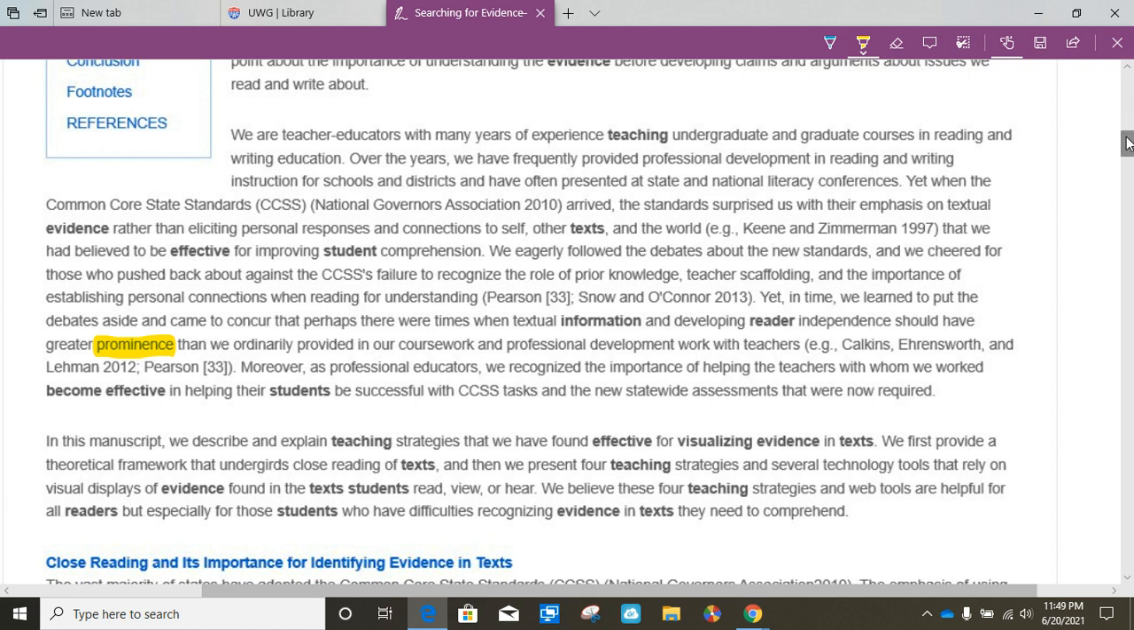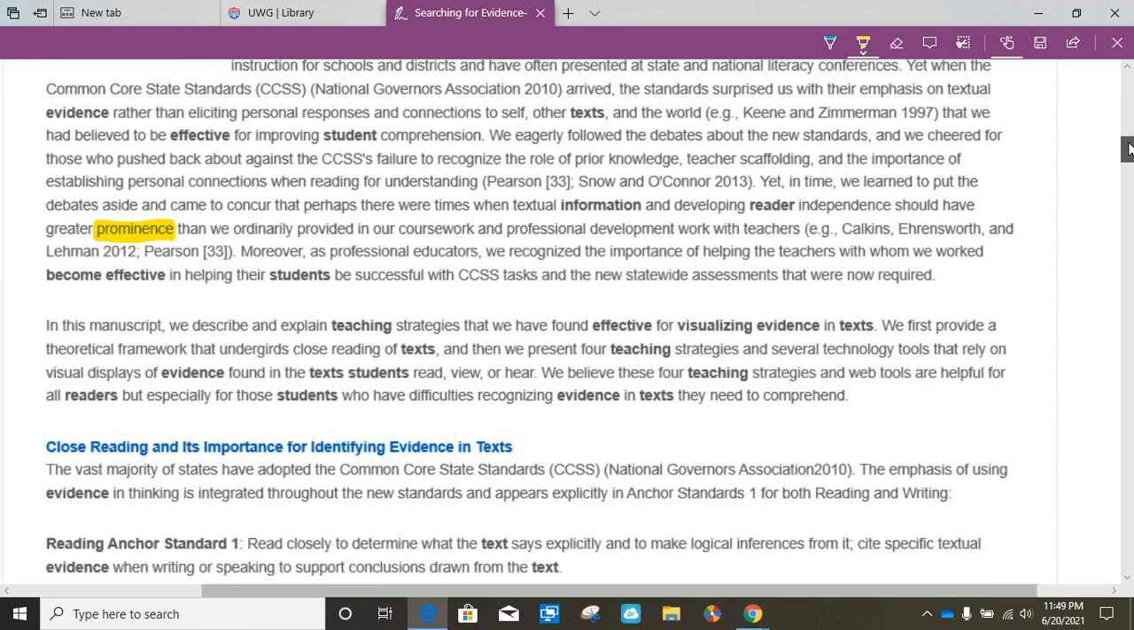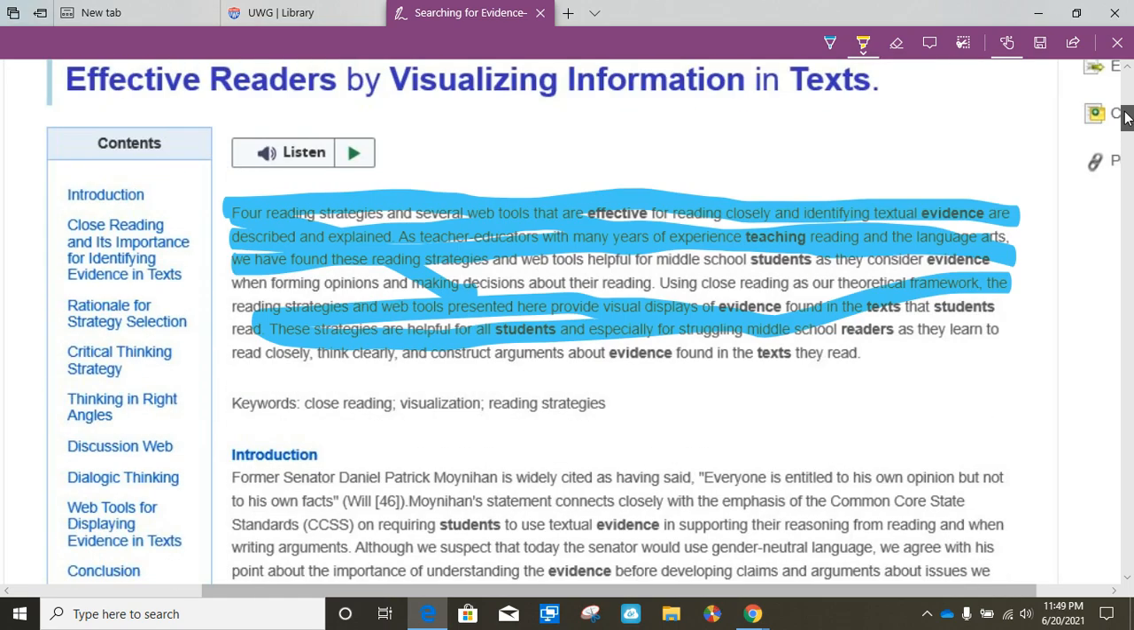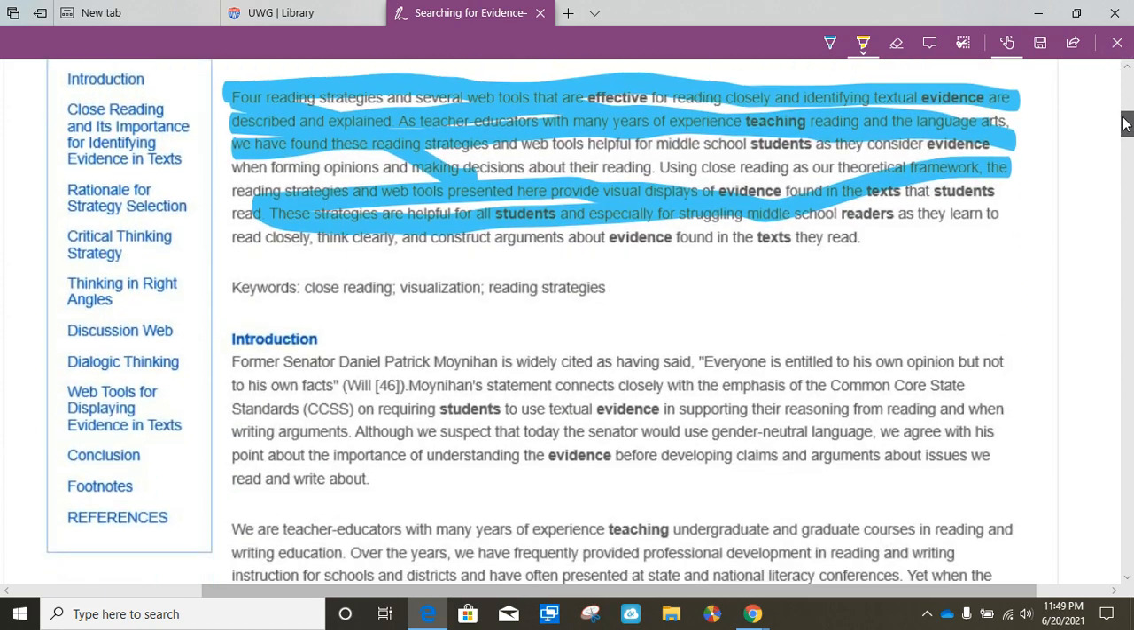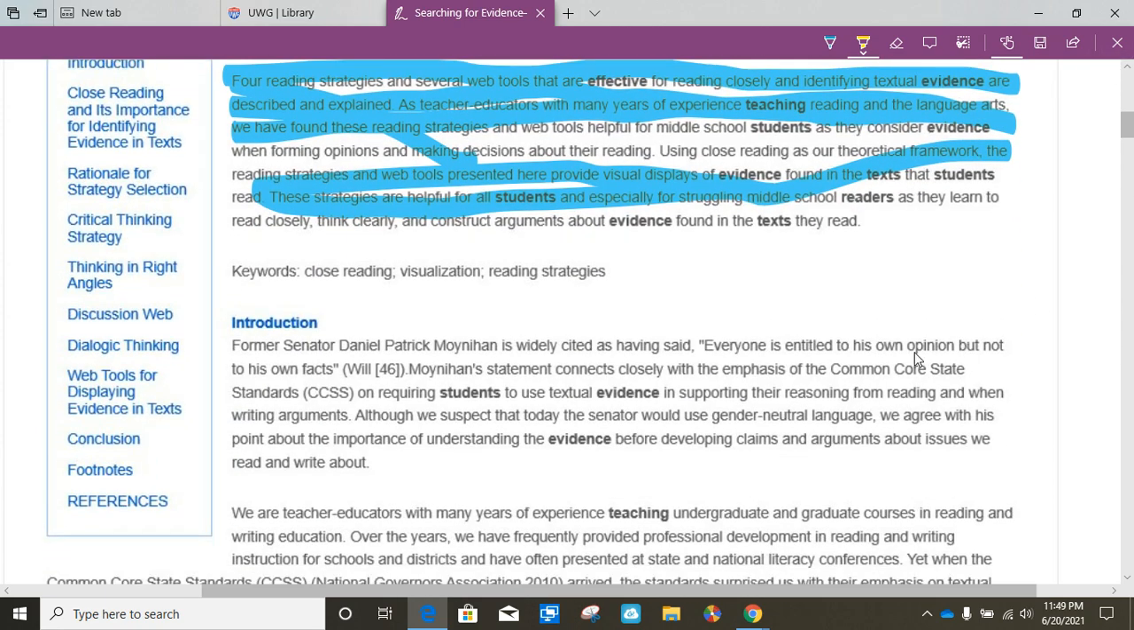I'm going to wait until either each paragraph has been read or each section has been read before I move on to the next subheading. That's one part of annotation. The other part of annotation is making our notes.